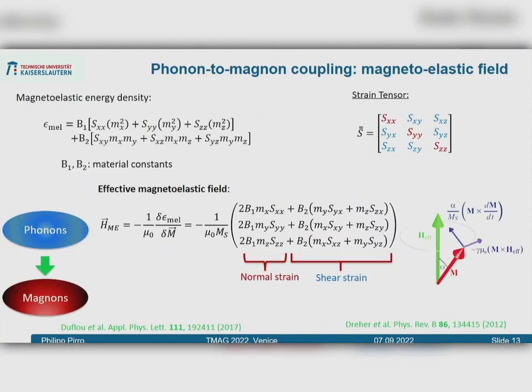So our description is here in the micromagnetic framework. We use the magnetoelastic field. So we have some magnetoelastic energy density, which depends on the strain S and the magnetization components, and from that you derive the effective magnetoelastic field, which you can compose of the normal strain component and the shear strain component. So that looks very complex, and in fact it is, because this field itself depends on the orientation of the magnetization. So it's much more involved than simply using the field of an antenna.